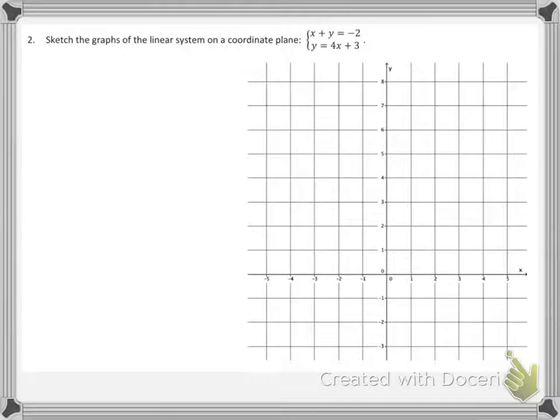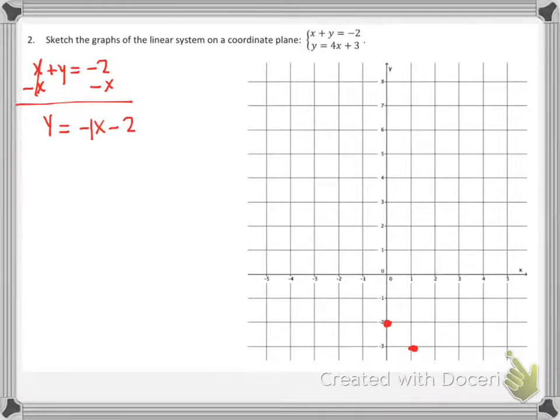So I'm going to take x plus y equals negative 2, and I'm going to rewrite this in slope-intercept form. So I'm going to subtract x from both sides. I get y is equal to negative x minus 2. And now I can graph that. I know that I cross the y-axis at negative 2, and a negative 1 is my slope. That means down 1, right 1. Down 1, right 1 is this point here. Okay, so there is my line.